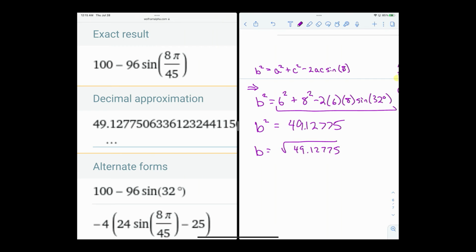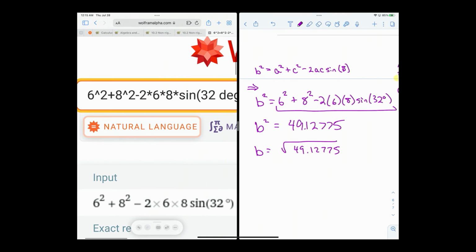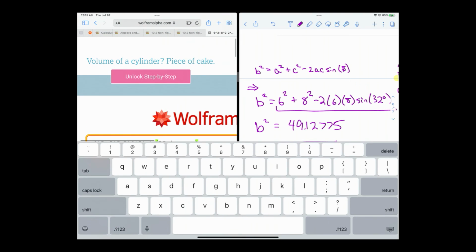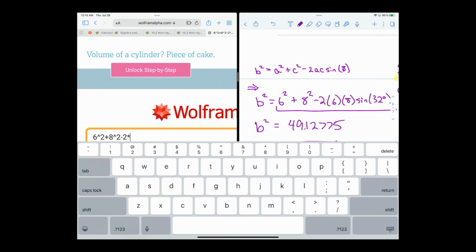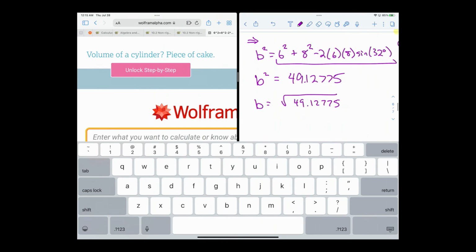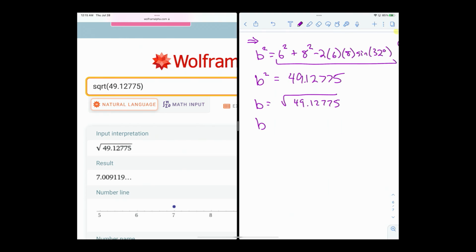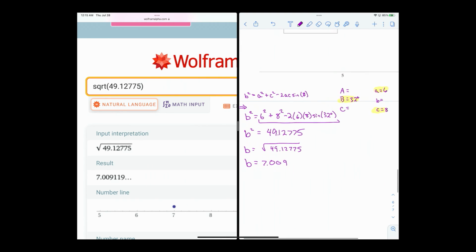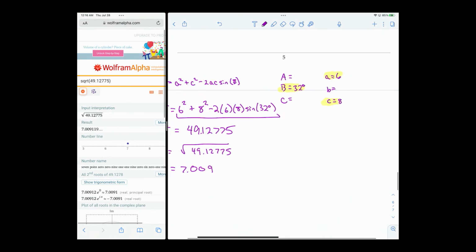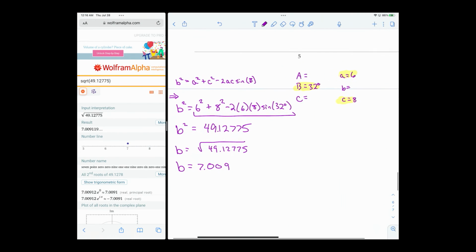Easiest way is just to type it in again. Just clear this. So I want the square root of 49.12775. That's more decimals than we need, but it doesn't hurt. 7.009. Probably 7 is good enough, right? But we'll carry it out to a few more decimal places. So I've got little b.